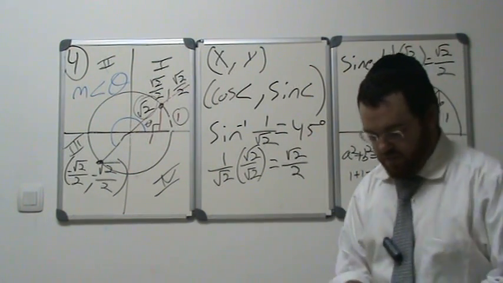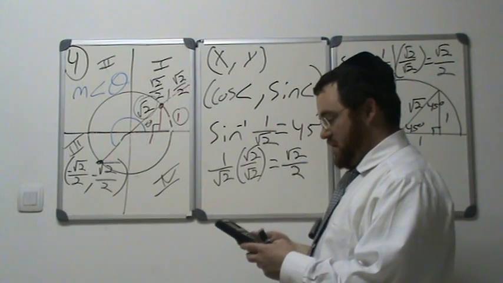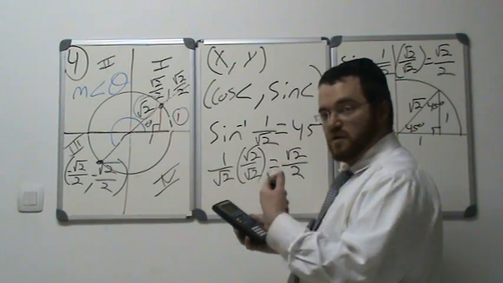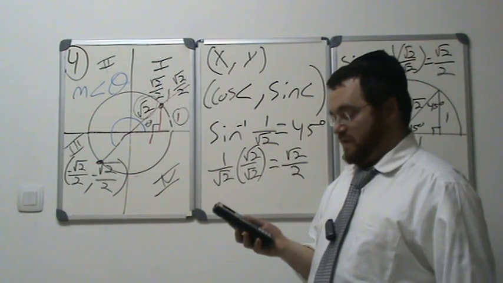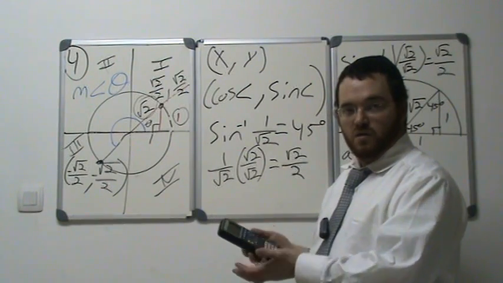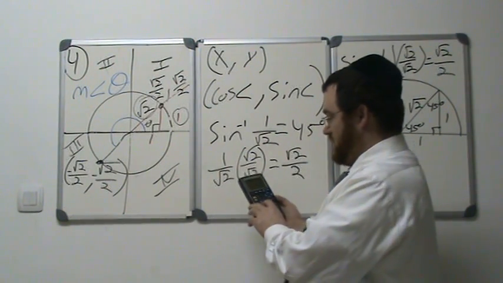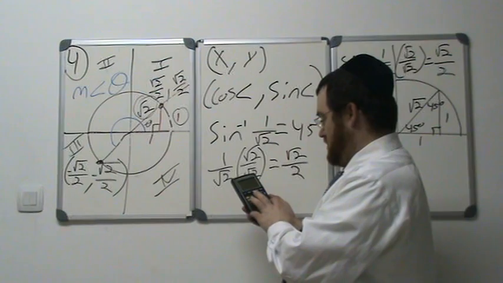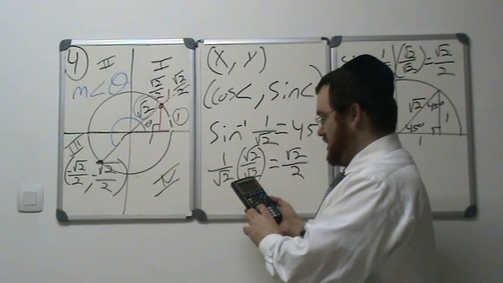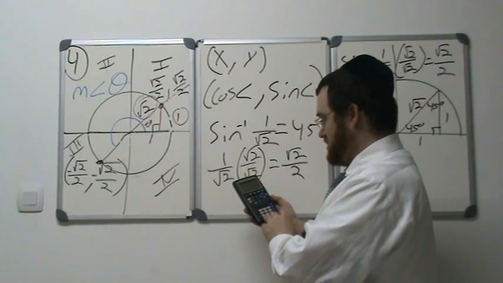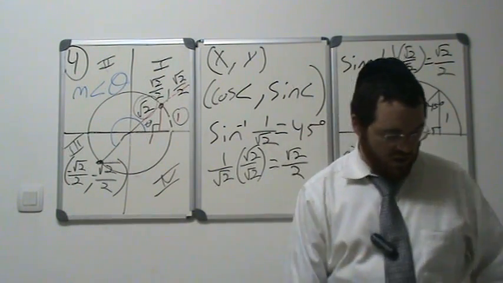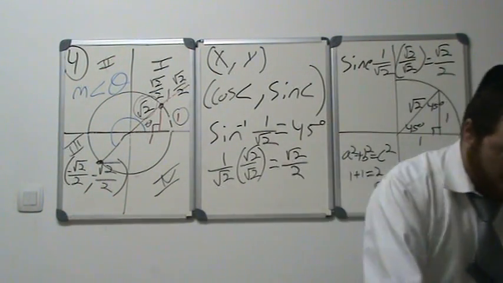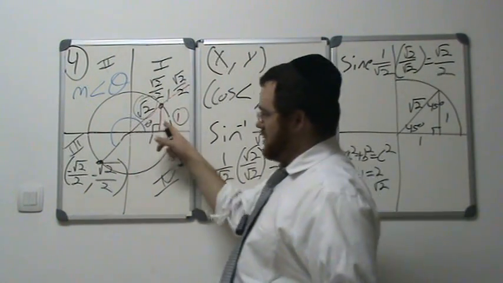You take out your calculator, the TI-83 or TI-84, and all the calculators could do the same thing. You hit the second button to make it into inverse sine, and you hit sine, which will make it inverse sine. Then all you have to do is 1 divided by the square root of 2, close parentheses, and you'll get 45 degrees.